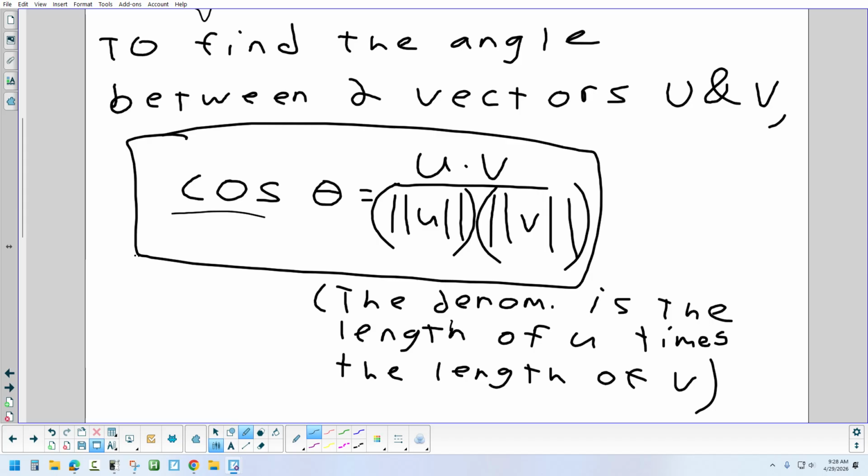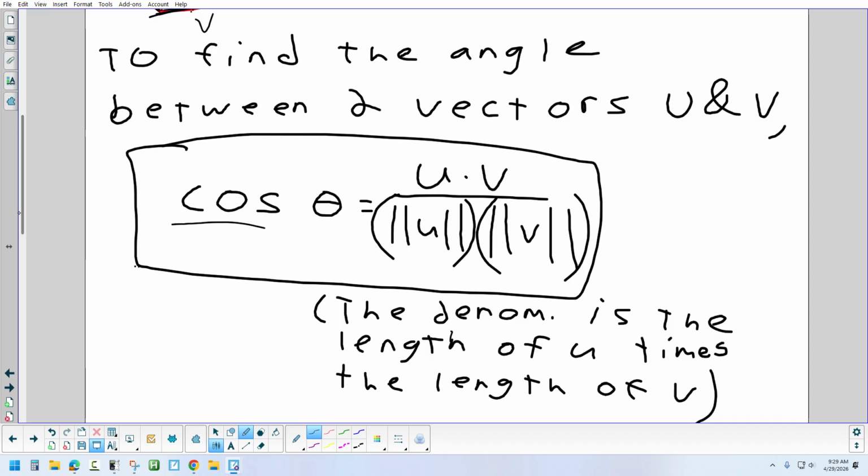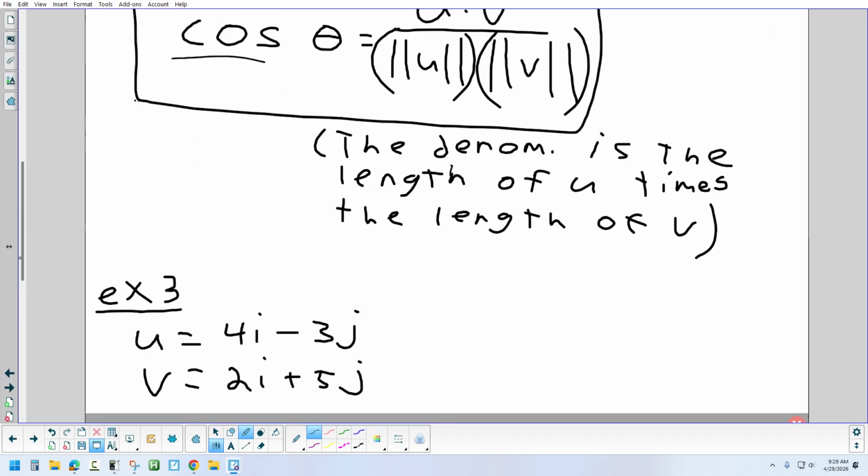So we're going to practice finding the angle between 2 vectors. We're going to start with just 2 random vectors. It's not going to be anything special. What I'll do is sketch them first, just to get an idea of what we think the angle is. And then we'll actually calculate it and see if it matches our picture. Okay, everyone have the formula for finding the angle between 2 vectors? Okay.